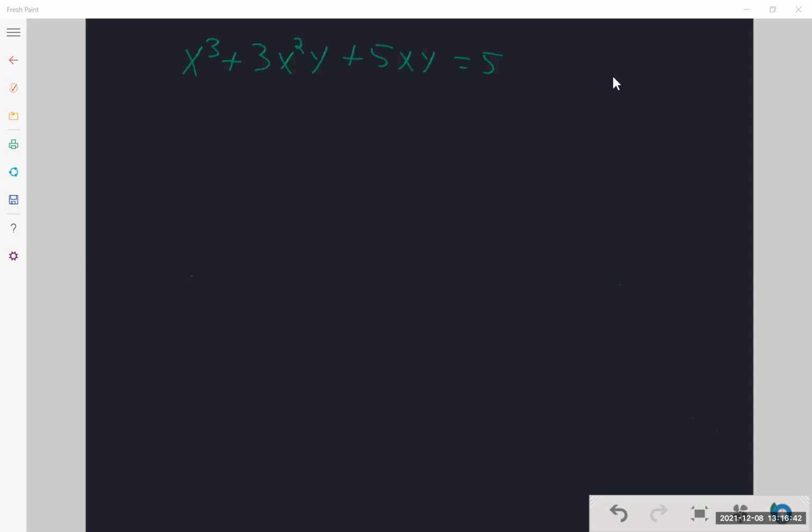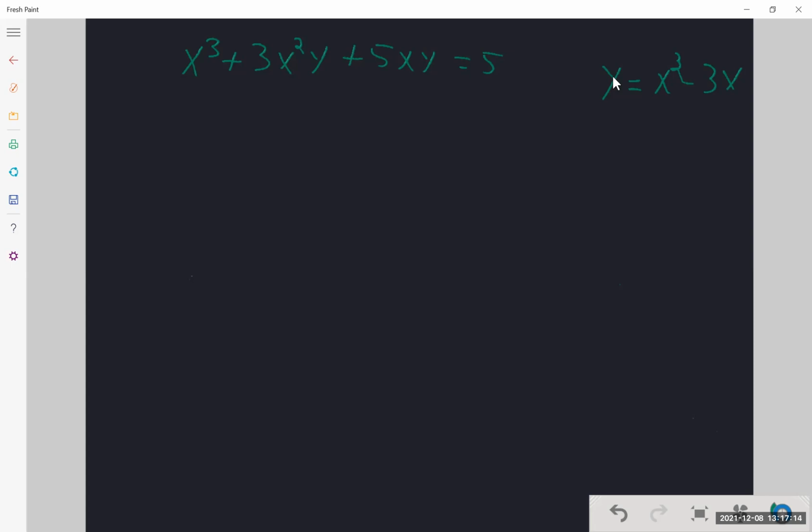We use implicit differentiation when we have a function where the x's and y's are all mixed together, right? It's not explicitly defined. So supposing you had y equals x cubed minus 3x, and you had to take the derivative, it'd be pretty straightforward, a couple of power rules and you're done. Well, for this example, you have x's and y's mixed together on the same side of the equation.